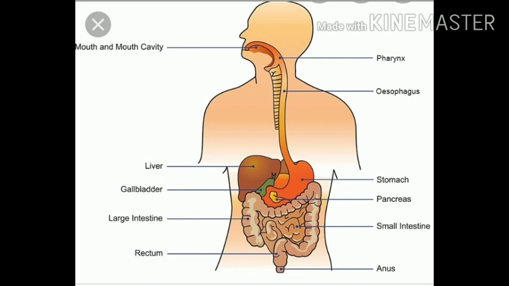Now next to the stomach is the small intestine. From the stomach the food passes into the small intestine. Here also digestive juices are present which digest the food completely, and whatever nutrients are released after the digestion will be absorbed by the walls of the small intestine into the blood. Then the blood carries all the nutrients to the different parts of the body.